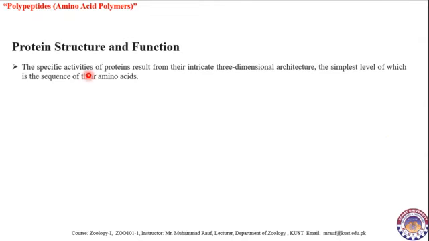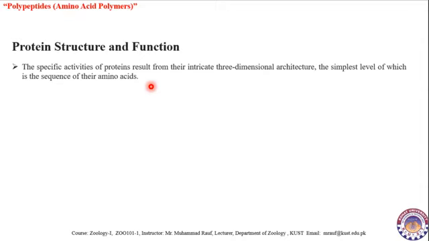The specific activities of proteins result from their intricate three-dimensional architecture, the simplest level of which is the sequence of their amino acids. Now, proteins have four structural levels, which we will discuss in the subsequent slides.